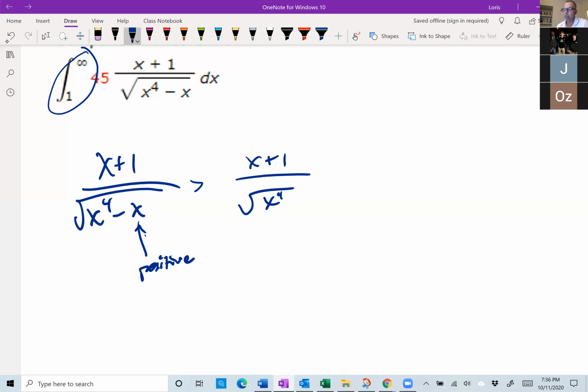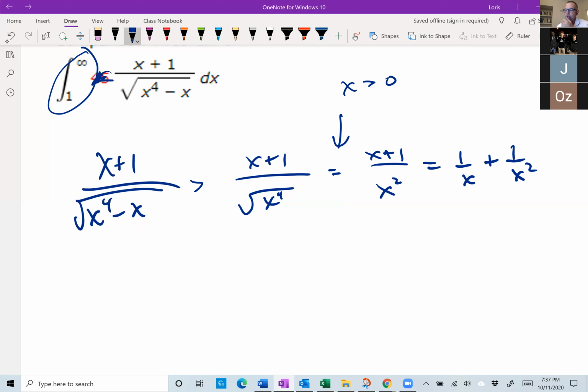Okay, so now the square root of x to the 4th is x squared. This is for x greater than 0. And now this splits up into 1 over x plus 1 over x squared. So I have the integral that I'm given, don't worry about the 45 for now, and now it's greater than what I'm going to take the integral of. So let's do those separately.